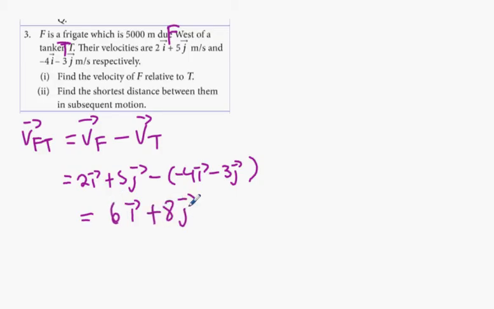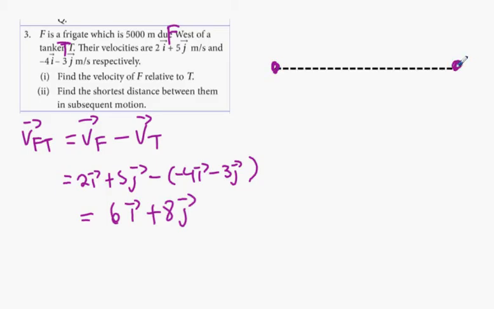Relative to each other, relative to the tanker, the frigate is travelling 6 meters across and 8 meters up every second. Do you get that? Now, here's the interesting thing. We're going to do what's called a displacement diagram. The displacement diagram is like this.